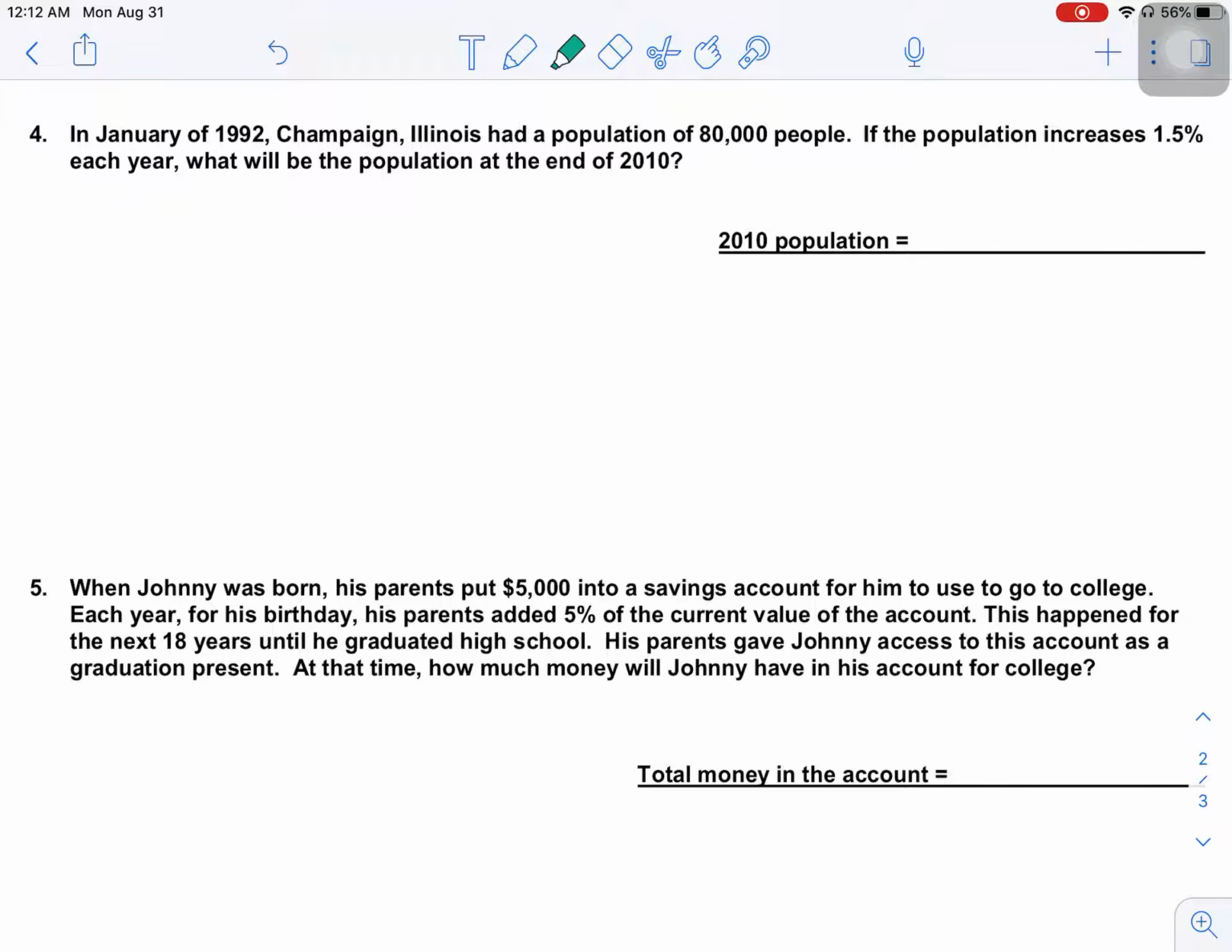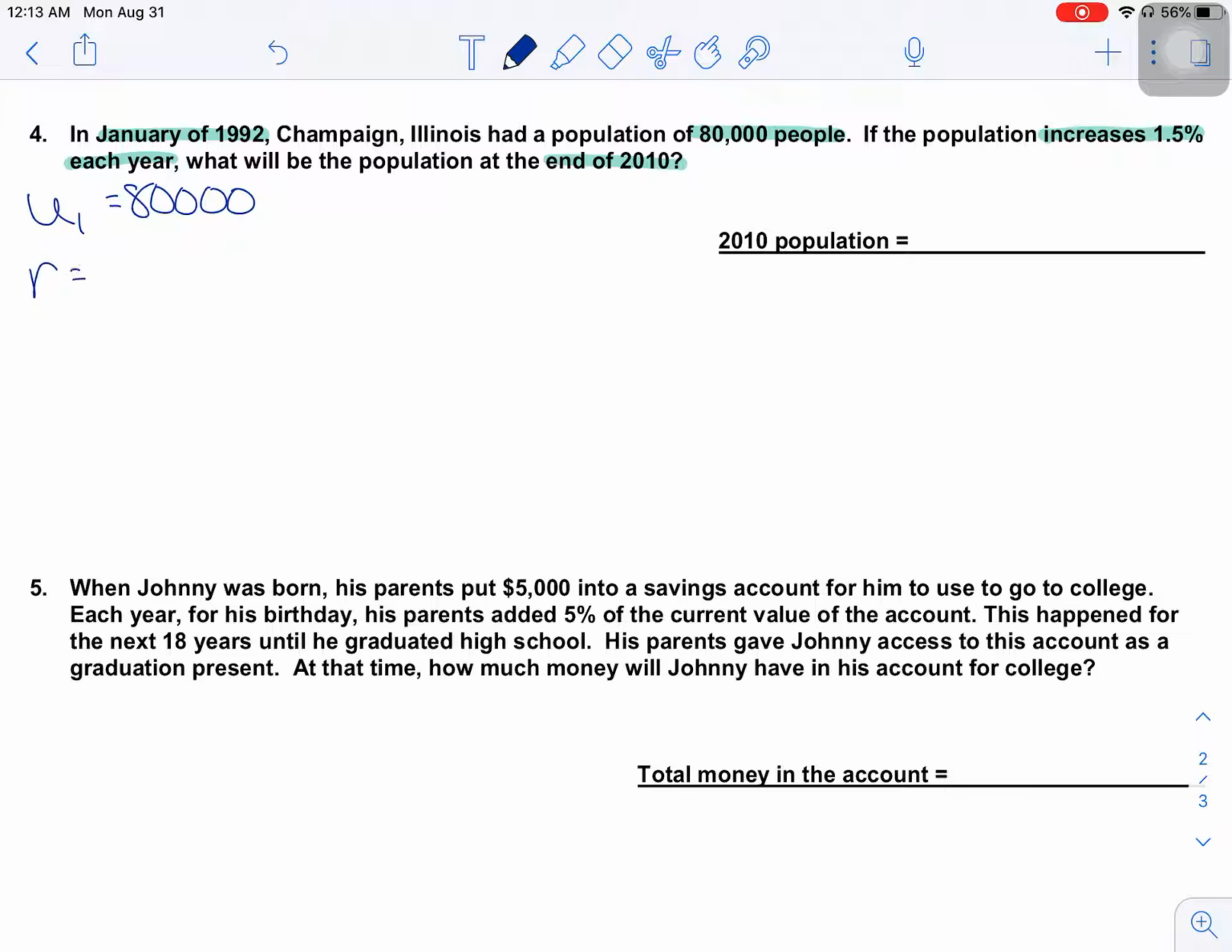All right, in January of 1992, Champaign, Illinois had a population of 80,000 people. If the population increases 1.5% each year, what will be the population at the end of 2010? Okay, so we want to be careful with this. We know a couple things. We know U sub 1 is equal to 80,000 people.